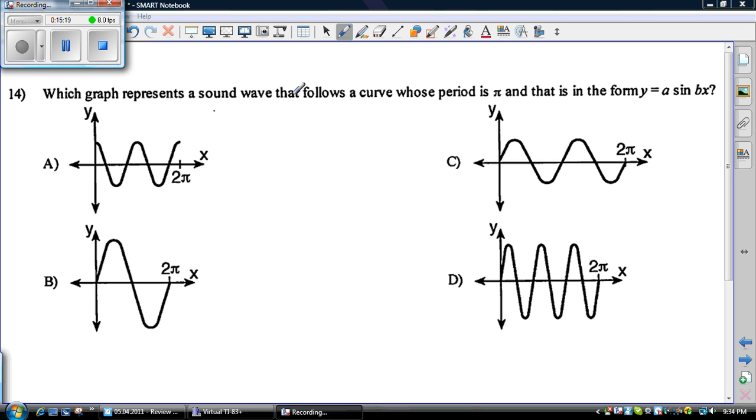Which graph represents a sound wave that follows the curve whose period is pi and that's in the form of a sine bx? This graph over here is a cosine curve. Just cross it off. A period of pi means you'd see one full sine curve over the course of pi distance. And so over the course of 2 pi, you should see two sine curves. This one has 3 of them. This one only has 1 of them. So it's got to be this one.